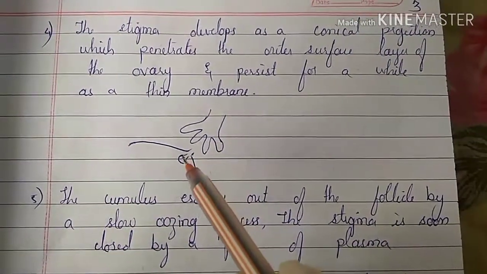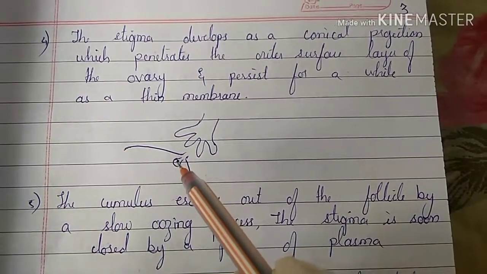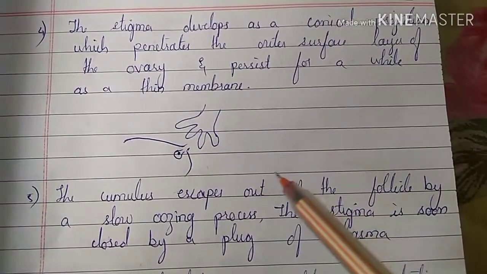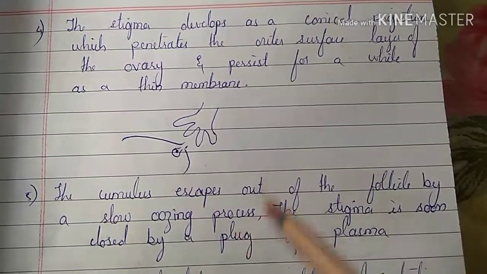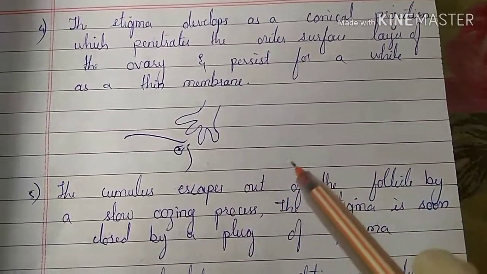Here, for example, this is the cumulus oophorus in the Graafian follicle, which was lying freely in the follicular fluid. It escapes out slowly by a slow oozing process. The stigma is soon closed by the plug of plasma.